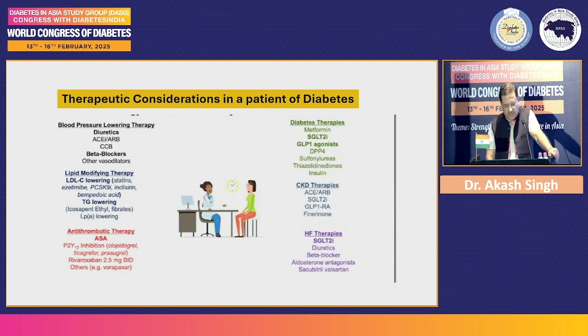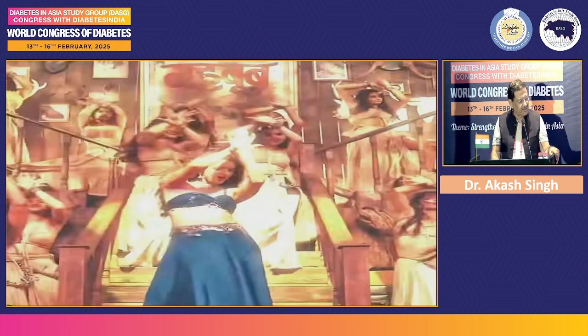If you see therapeutic consideration in a patient with diabetes, then the topmost therapies are SGLT2 inhibitors and GLP-1 agonists, which address CVD risk reduction in your patients. So I rest my case here because I'm running short of time.